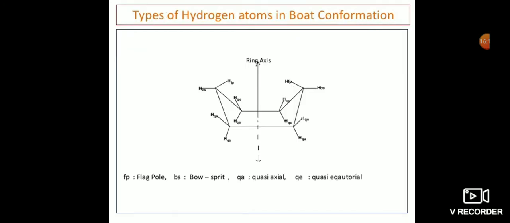Now we will see the next slide. Types of hydrogen atoms in boat conformation. Here you can see it very clearly. There are mainly the names given for specifying these hydrogens. Fp for flagpole, Bs for bowsprit, Qa for quasi-axial, and Qe for quasi-equatorial.